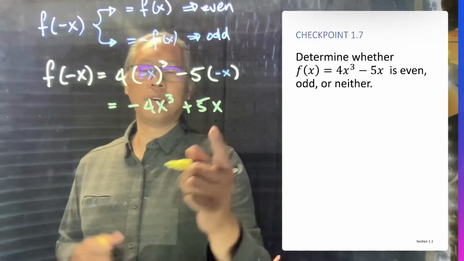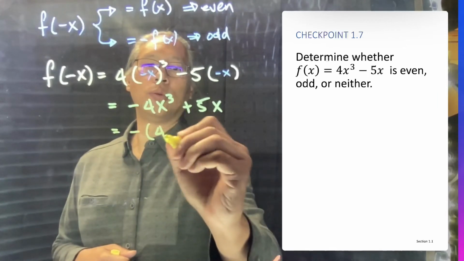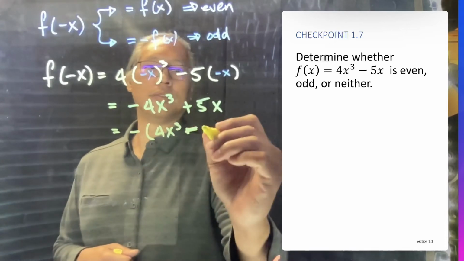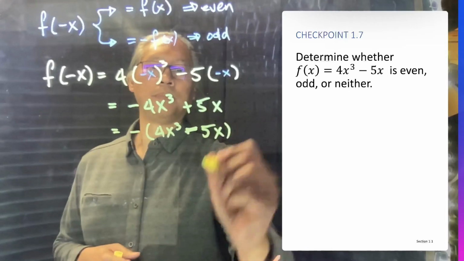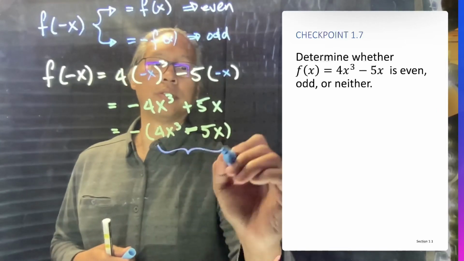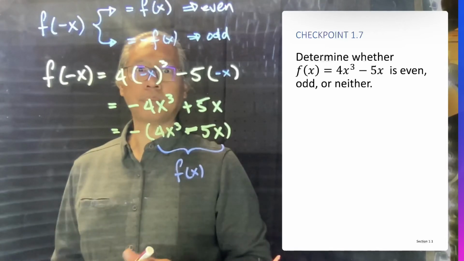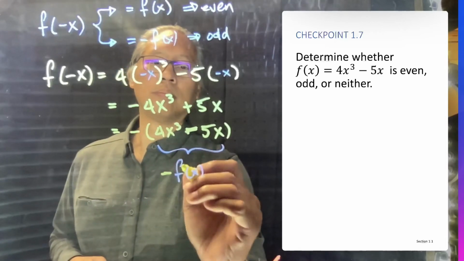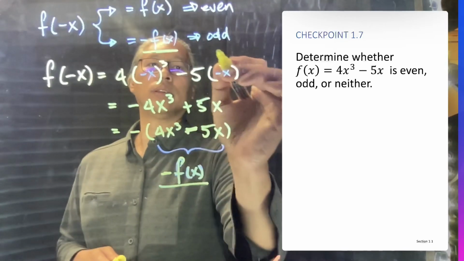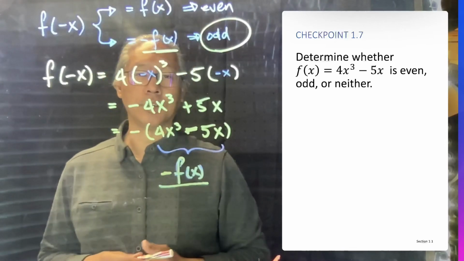Now how does that look? If we factor out a negative sign from each one, then we would have 4x cubed minus, because we factored out that negative, so that's a minus 5x. And we see that this here is exactly the original function that we started with. And so with a negative sign in front, we get this expression, which leads to this, which means that this function must have been an odd function.